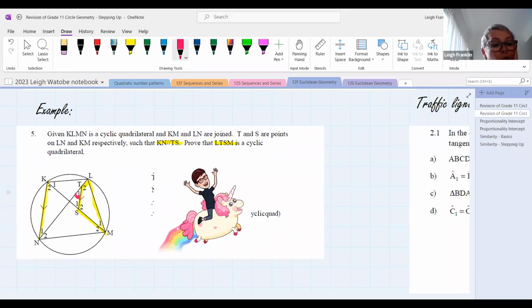So we know for sure that N1 and T1 are equal to one another because they are alternate angles. So T1 equals N1 because they are alternate angles, and that is because KN is parallel to TS. Now I want you to go and have a look. Remember we said if we could prove that T1 equals M1, we've done it. Is there a reason why N1 and M1 are equal? What's the reason that N1 and M1 are equal?